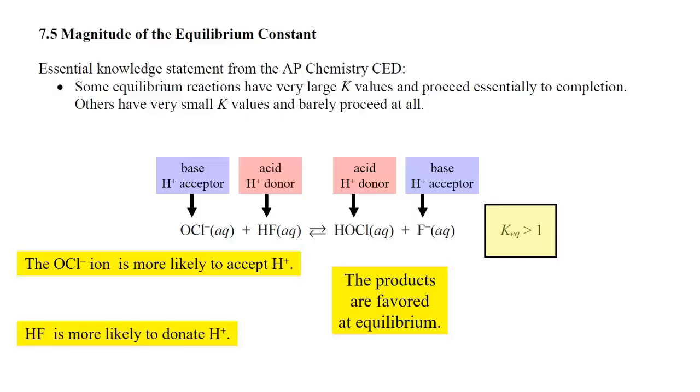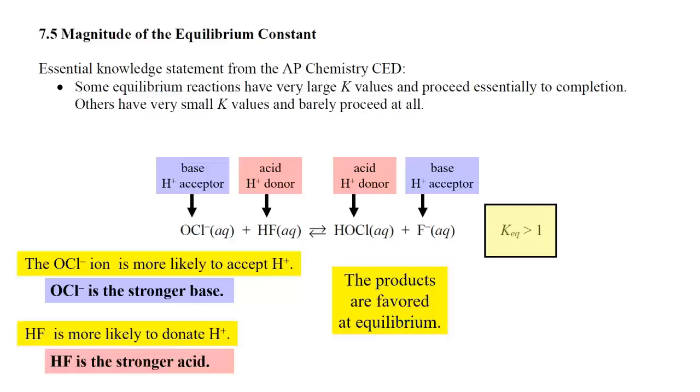Similarly, the HF, hydrofluoric acid, is more likely to donate H+, again, to produce the products which are favored at equilibrium. So based on this information, OCl- is the stronger base, and HF is the stronger acid. So that's why the products are favored at equilibrium.